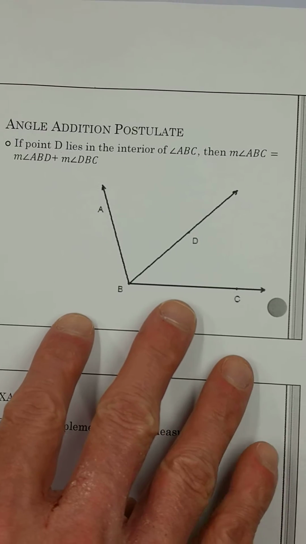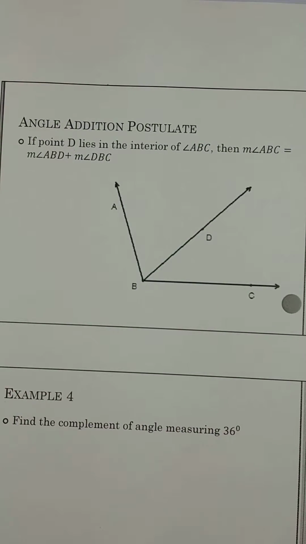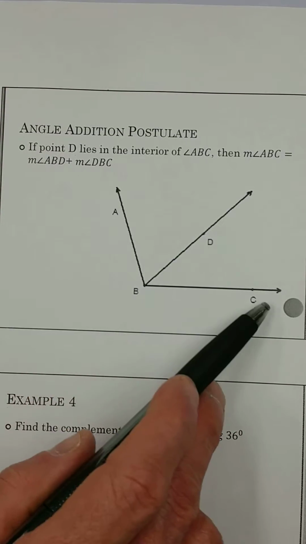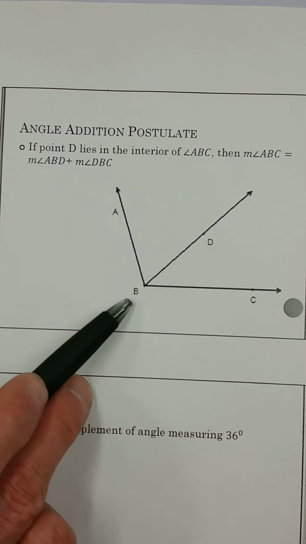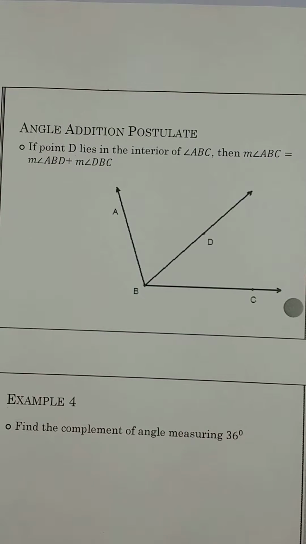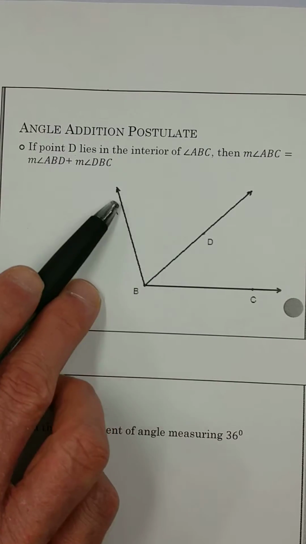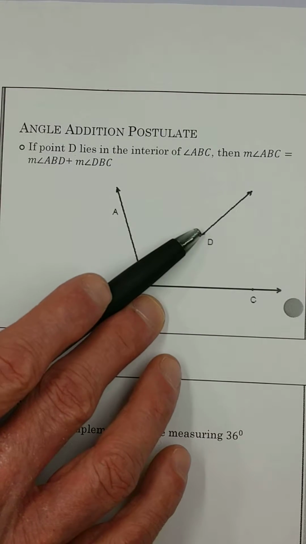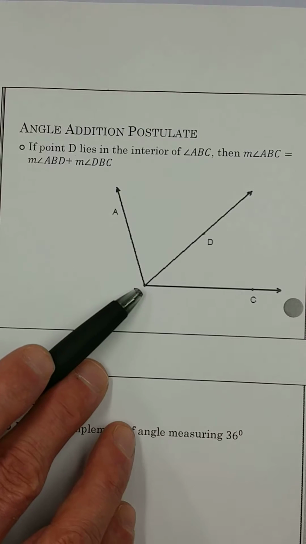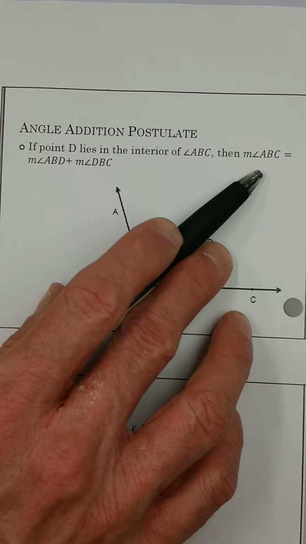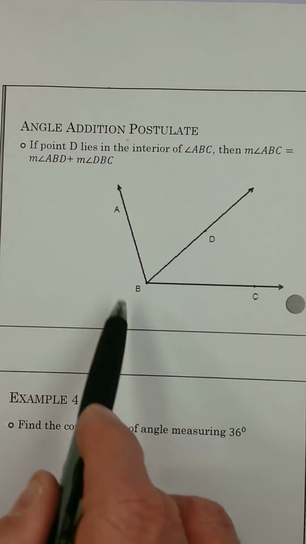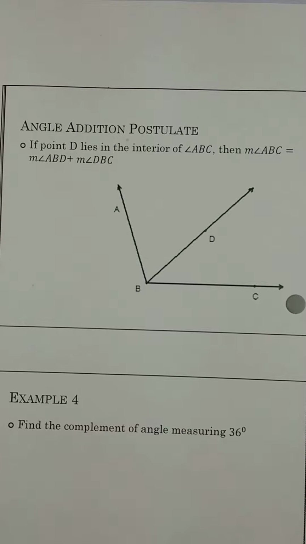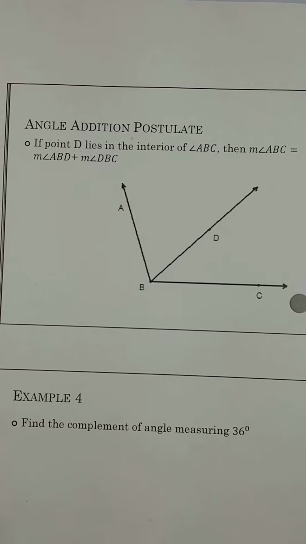Very similar to the segment addition postulate is the angle addition postulate. If point D lies in the interior of angle ABC, and you have another ray going through B, that will form two angles that sum up to get the entire angle. So the sum of angle ABD plus angle DBC will be equal to the measure of ABC. So ABC is equal to ABD plus DBC. And that is what we call the angle addition postulate.